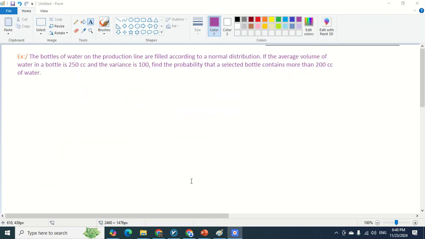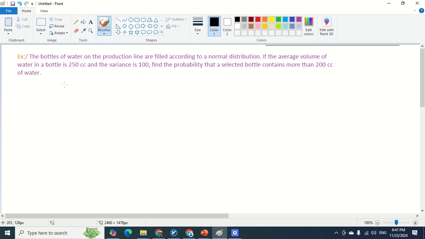So let us solve one practical question about the normal distribution function. Over here, the bottles of water on the production line are filled according to a normal distribution. If the average volume of water in a bottle is 250 cc and the variance is 100, find the probability that the selected bottle contains more than 200 cc of water.